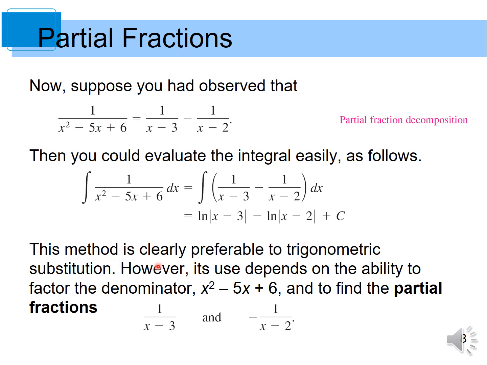This method is clearly preferable to trigonometric substitution. However, its use depends on the ability to factor the denominator x squared minus 5x plus 6 and to find the partial fractions 1 over x minus 3 and negative 1 over x minus 2. In the next slide, there will be a guideline for you to find the partial fractions.